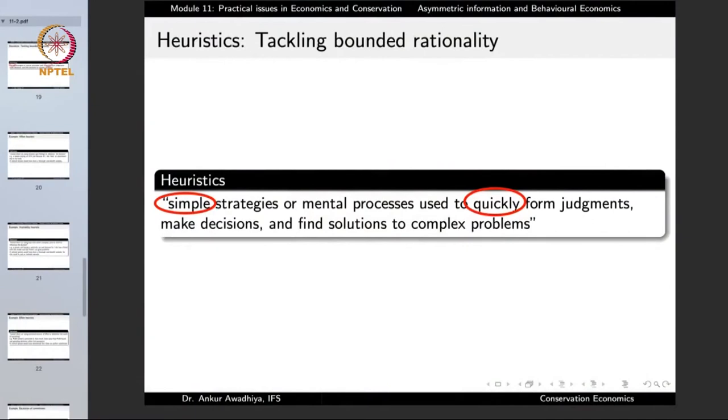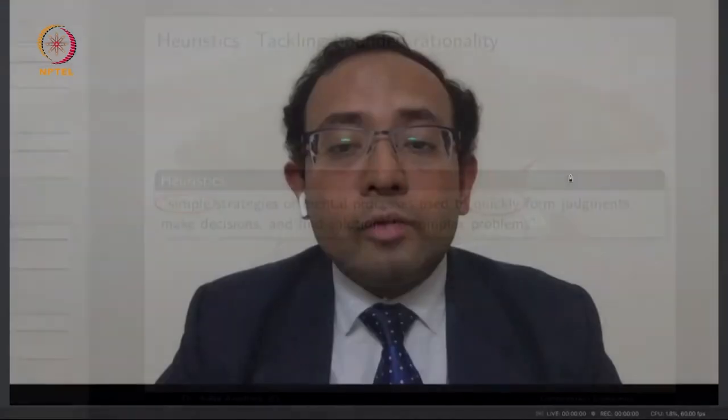one by one. Now, this sort of a decision-making process, this sort of a strategy that you take to solve a complex problem by dividing it into a number of smaller problems, this is heuristics. Because this is a simple strategy, this is a simple mental process used to quickly form judgments or make decisions or find solutions. Now here the key point is quickly. They are used because they are fast. And in a number of situations, we do not have sufficient time to make a decision. So heuristics helps us.